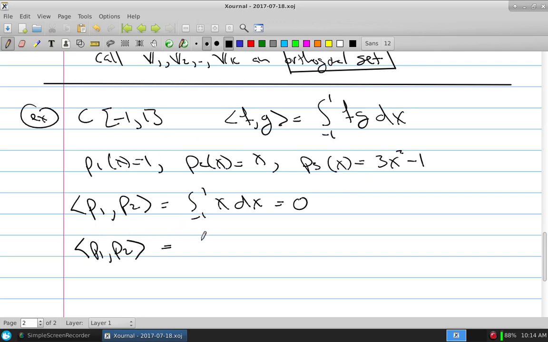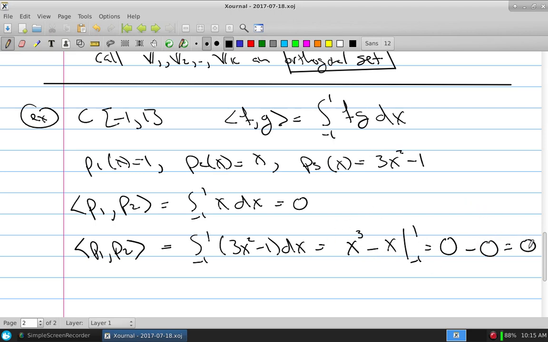And then P1 to P3. Well, that's just 1 times that, so that's the integral from negative 1 to 1 of 3x squared minus 1 dx. That I'm going to have to integrate. What's the integral of 3x squared? And the integral of 1. Plug a 1 in on this first part, what do I get? 0. Minus, plug a negative 1 in, what do I get? 0. And so it's 0 minus 0, which is 0. So P1 and P3 are orthogonal.